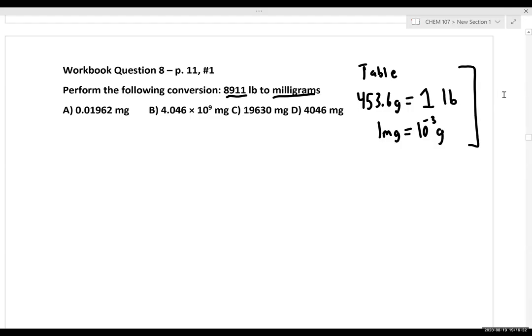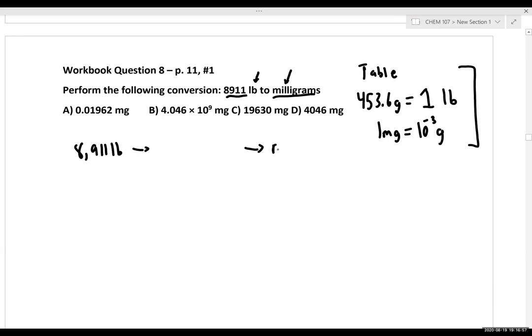So first, let's make a solution map. What are our starting units? So we're talking about pounds and milligrams. What are our starting units? Pounds? Yes, exactly right. So we have 8,911 pounds. And what's our end goal? What final units do we want to reach?